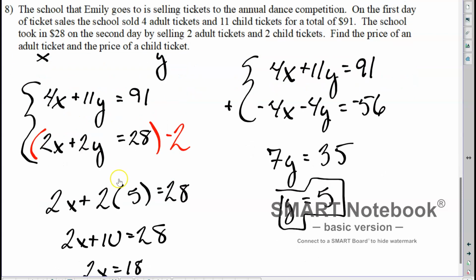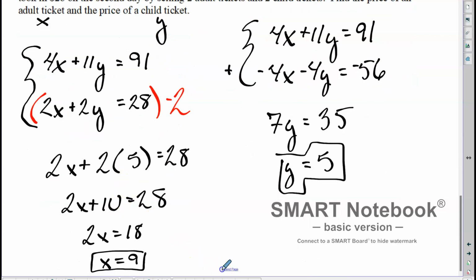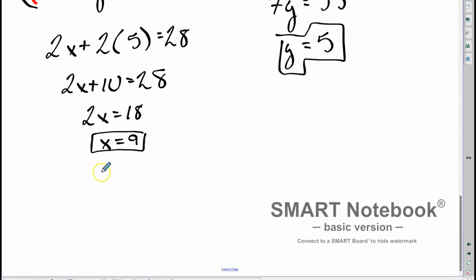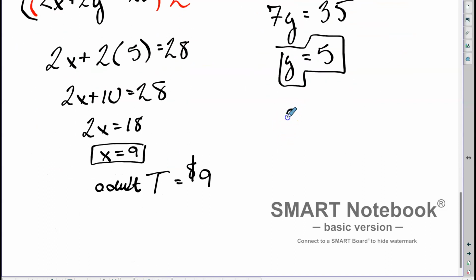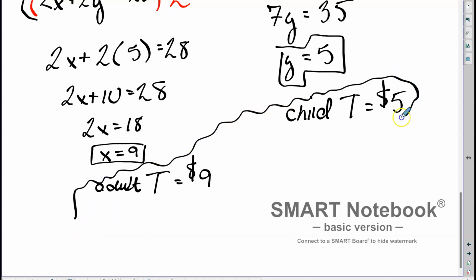So x is adult. Adult, we'll say big T for ticket, adult ticket equals $9. And what do they call these? Children, child? Okay, child. Child ticket equals $5. Probably should have put them closer together, but this is the ending statement.